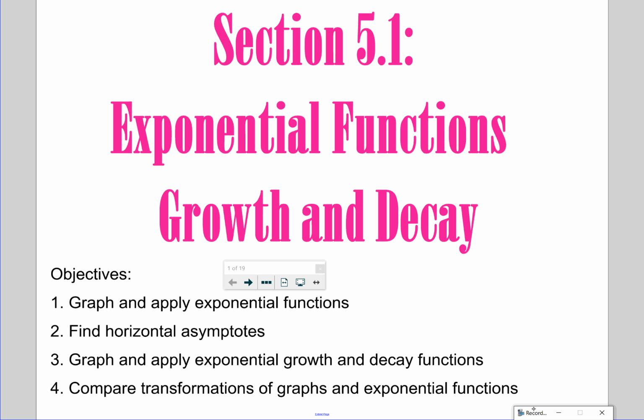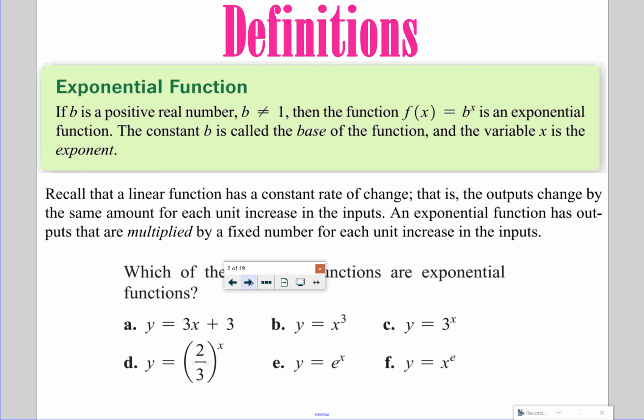The objectives for this section are to graph and apply exponential functions. We're going to talk about asymptotes and finding horizontal asymptotes. We're going to graph and apply exponential growth and decay functions, and then we're going to compare transformations of graphs for exponential functions. All right, let's get started.